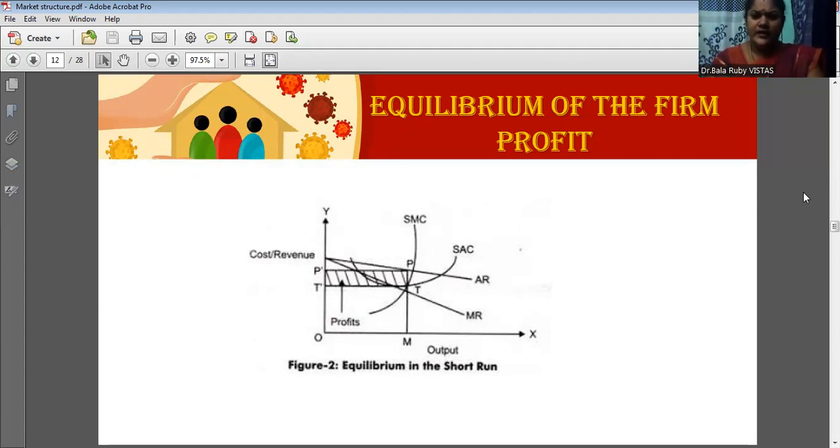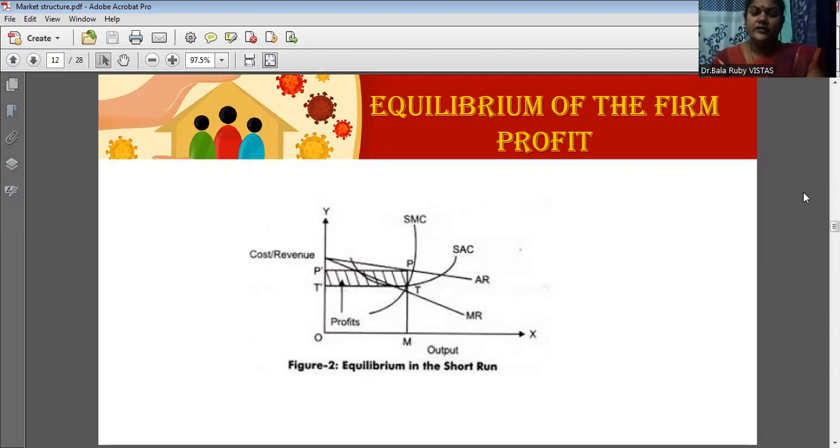So when you draw the average revenue curve, the average cost should be lower. Here, when you draw this diagram, you have to be very careful. Average cost should be lower than the average revenue, because then only we can show the profit. Listen very carefully. Average revenue is higher than the average cost, then only the firm can earn a profit amount.